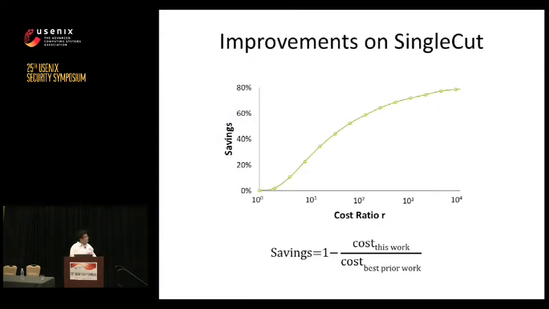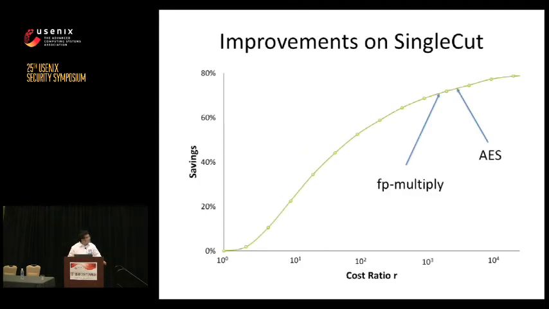We can see the overall improvements of our technique for the SingleCut protocol. Our technique could save from 20% to up to 80% of the overall cost for the cost ratio ranging from 10 to 10,000. And we can find where AES is in this figure, and the multiplication of 64-bit floating point numbers. Our technique can save at least 60% of the bandwidth cost in SingleCut protocols.